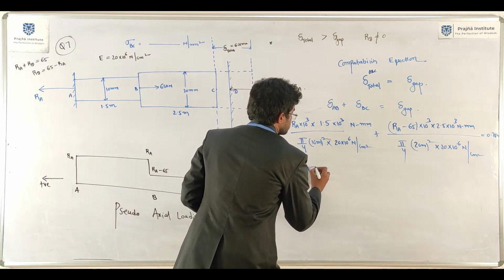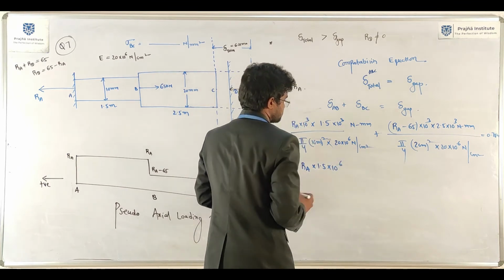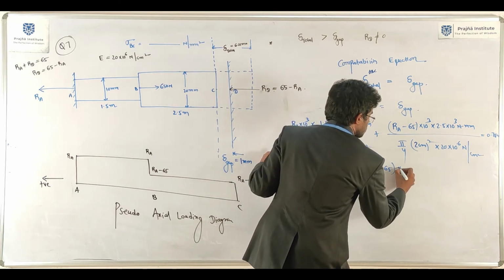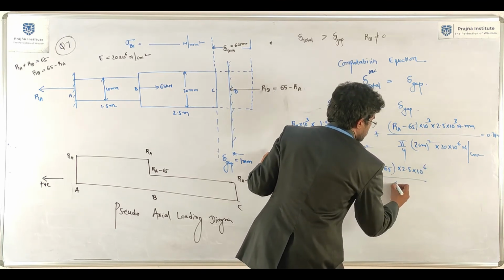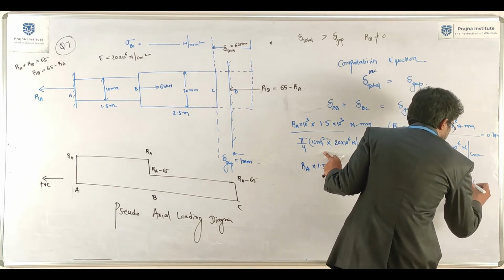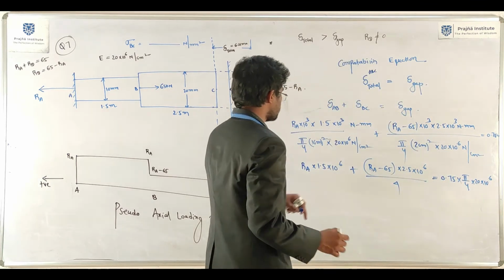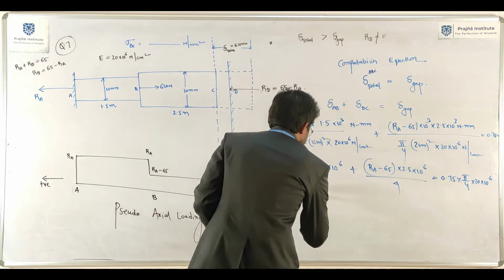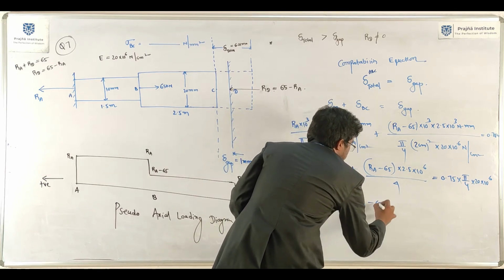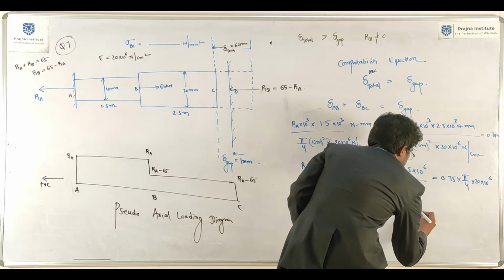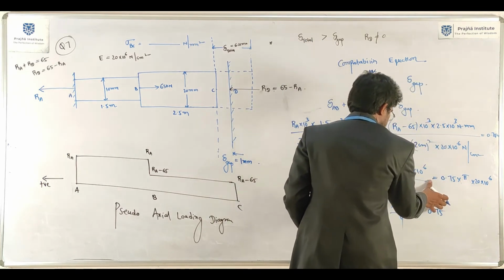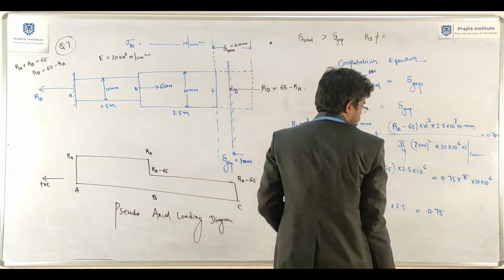RA into 1.5 into 10 power 6, plus RA minus 65 in kilonewton, 2.5 into 10 power 6 by 4, equivalent to 0.75 into pi by 4, 20 into 10 power 6. 10 power 6 gets cancelled out. So here RA into 1.5 plus RA minus 65 into 2.5 by 4 equals 0.75. The 4s get cancelled out, no need to worry about 4 here.